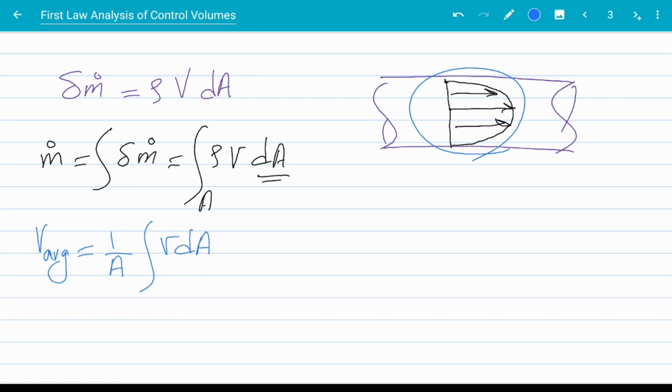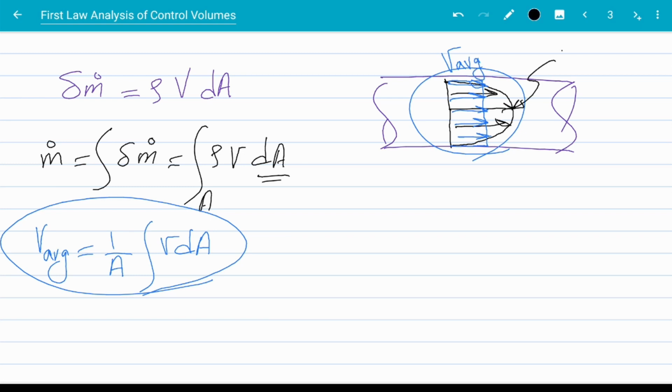Now this represents a profile like this. Instead of having a dependency on the area, we are dealing with a uniform velocity profile. So the blue profile inside the pipe is the average velocity, while the black one is the actual velocity profile. By choosing to work with the average velocity, we are simplifying the equation in the form that this integral reduces to m dot is rho.